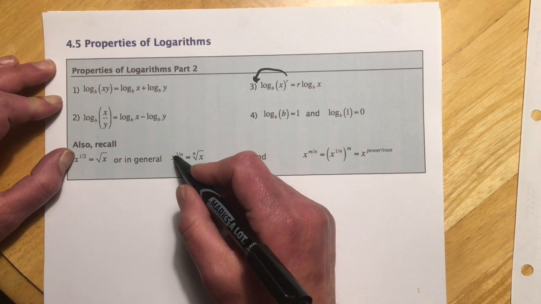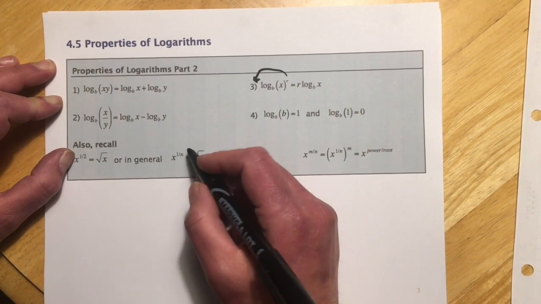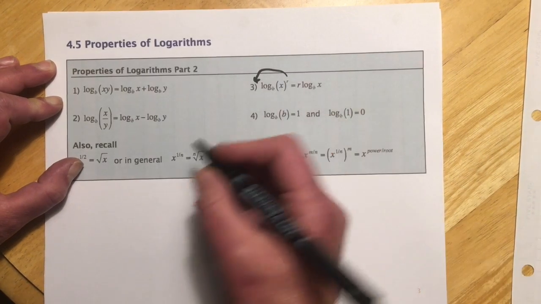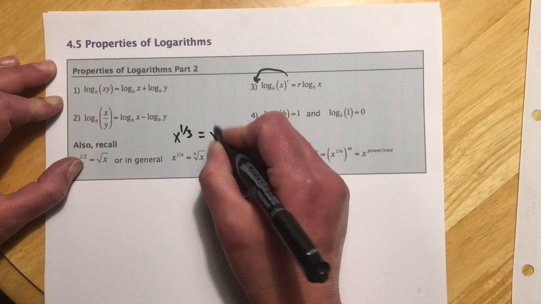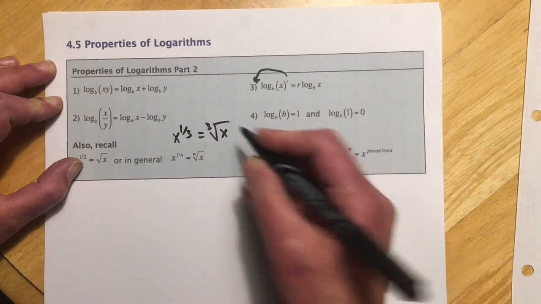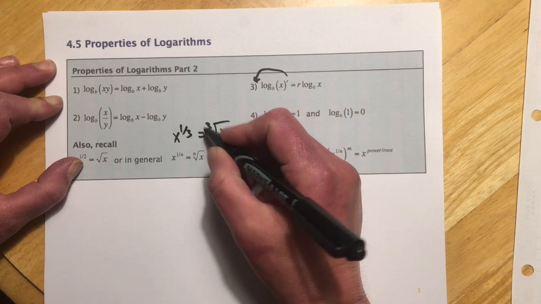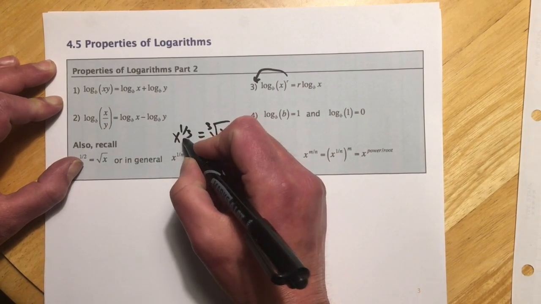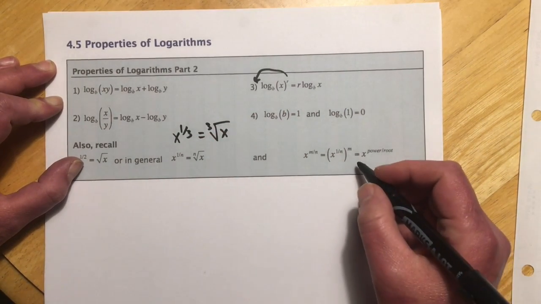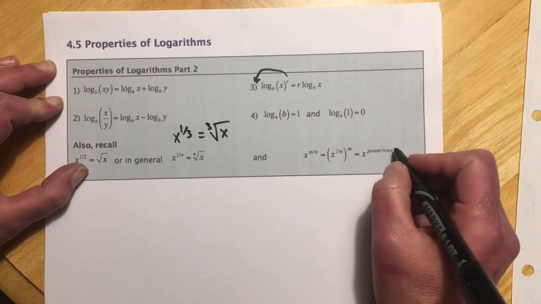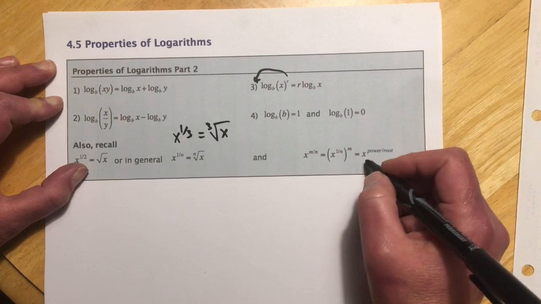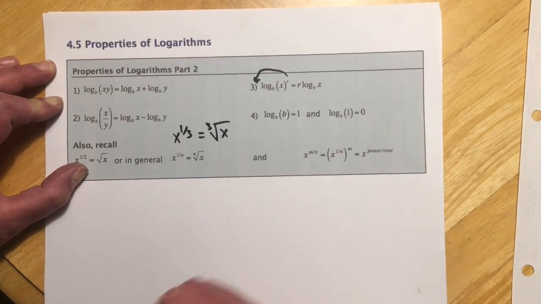And then this one is x to the 1 over n is the nth root of x. So for instance, x to the 1/3 is the third root of x. A lot of times we'll see them like this in the problem, and it's much more helpful if we write them like that. And then lastly, x to the m over n is the same thing as x to the power over root. So top number is going to be your power, bottom number is going to be your root.